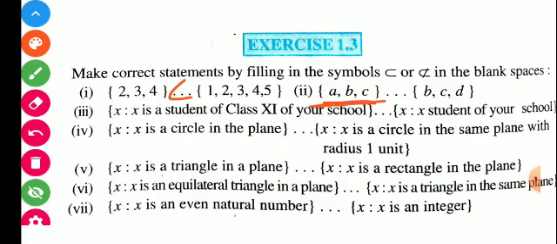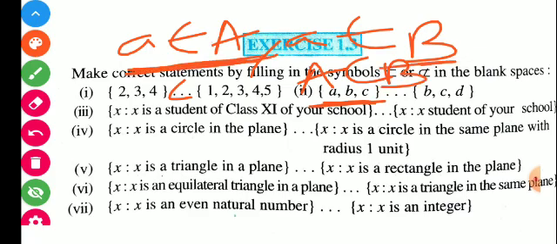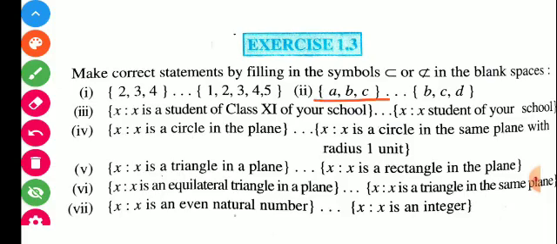Here you check. What we learn about subset: if every element of A belongs to B, then we can say A is a subset of B. That means all the elements of A should be in B. But here you look, A, B, C is there, but D is not there. D is there, but A is not there. So we cannot write it here. So this will not be a subset. Okay, similarly you solve other problems.